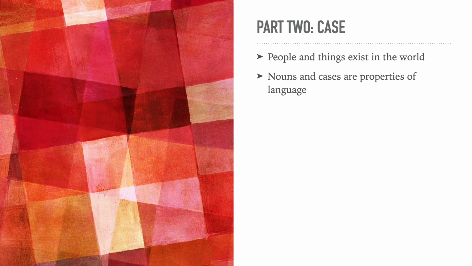English has a fairly specific relationship with case, which we'll go into a little bit, but hopefully this will shed some light on what specifically ergativity is. So just like with aspect, we can say that nouns and cases are properties of language, whereas people and things exist in the world.